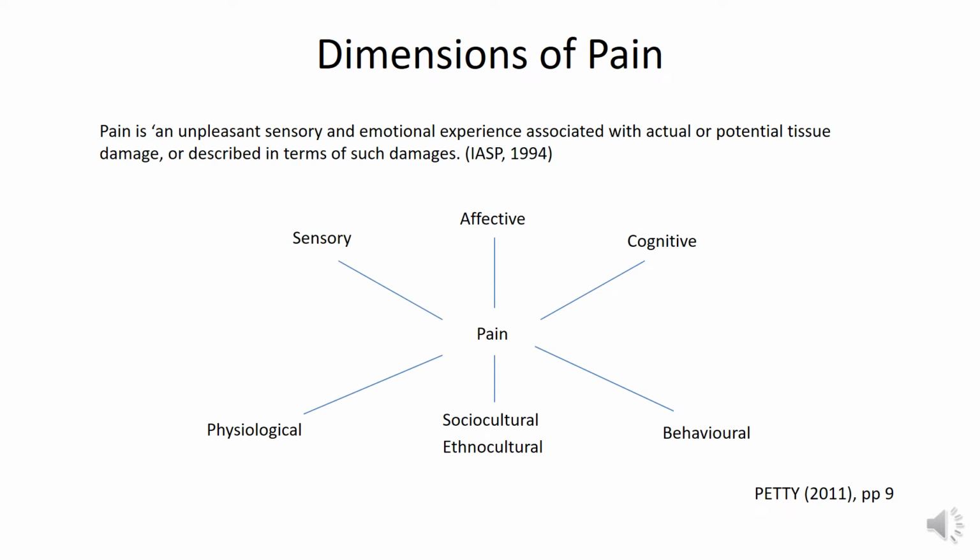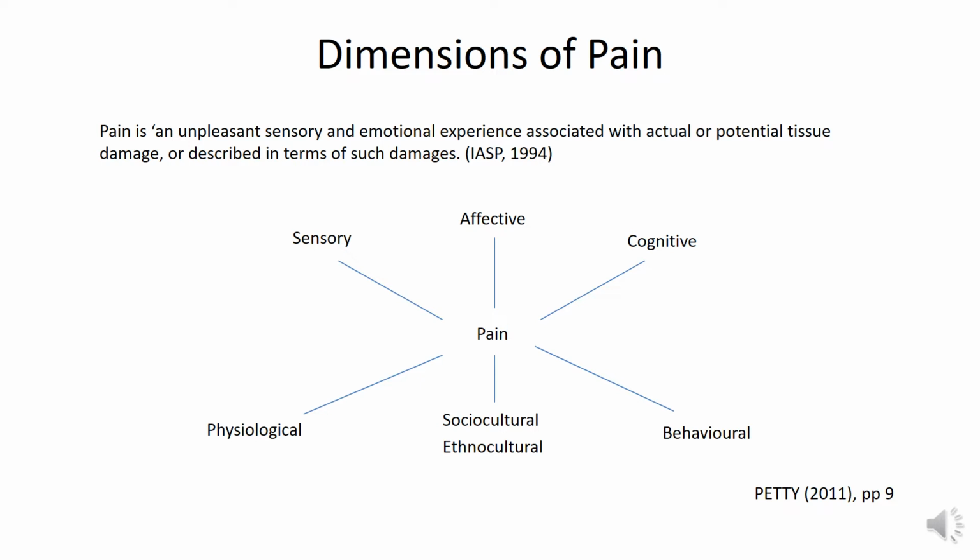Before we attempt to measure pain, it is important to appreciate that pain is multidimensional in nature. The reason for this is that pain is constructed in our brains. Nociceptive information from peripheral tissues sends noxious information to our brains, which then interprets this as pain. The International Association for the Study of Pain defines pain as an unpleasant sensory and emotional experience associated with actual or potential tissue damage, or described in terms of such damage.